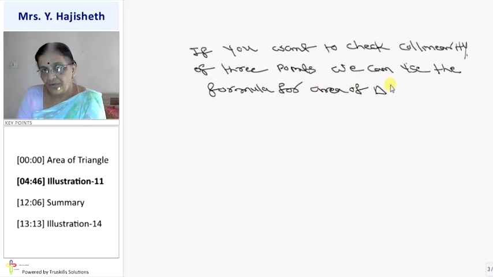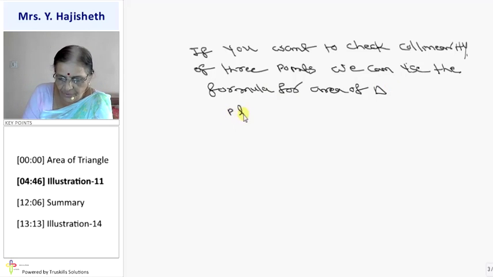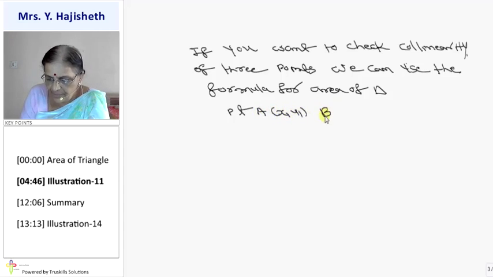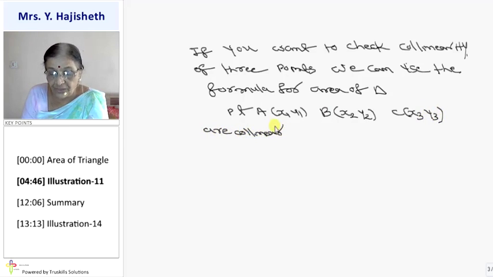Okay. Why? Because when 3 points are collinear, they are on same line. So they do not form triangle. When they do not form triangle, area must be 0. Okay. So if point A (x1, y1), B (x2, y2), C (x3, y3) are collinear, matlab they do not form triangle. When they do not form triangle, matlab if and only if area of triangle ABC must be 0.